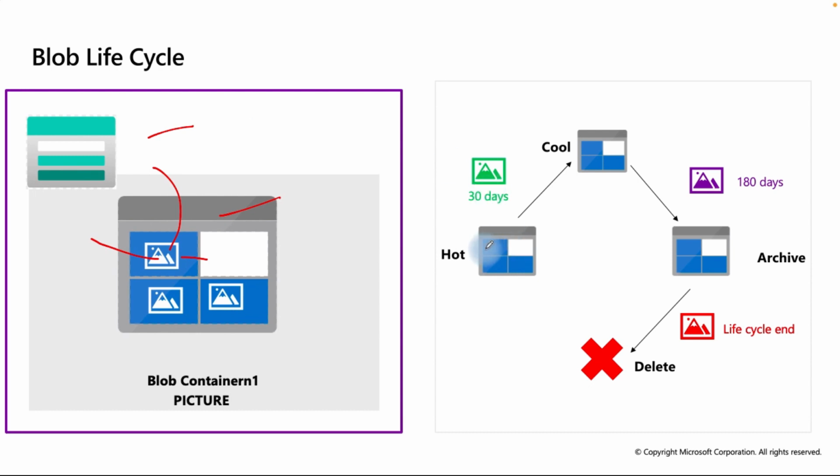Okay, so here your picture is in the hot tier. After 13 days, if you don't want to access this picture, it is automatically moved to the cool tier. Then after 180 days, depending on your rule, if you don't want these images again, they will be moved to the archive tier. After 180 days or after 300 days, you can set a rule saying you don't want these images, and they will be deleted.